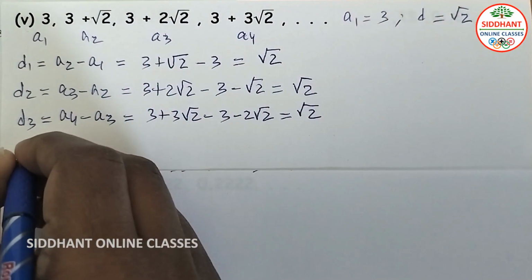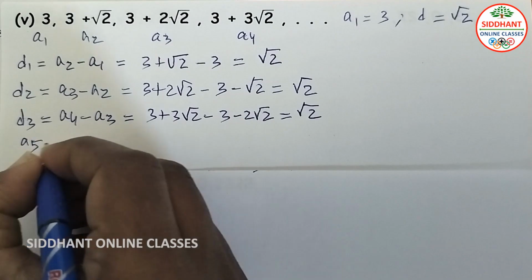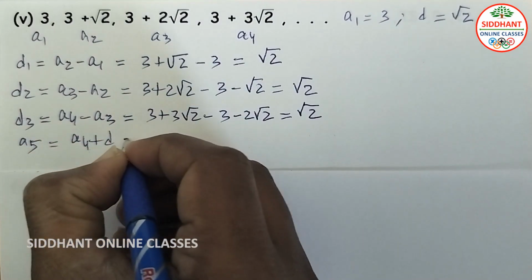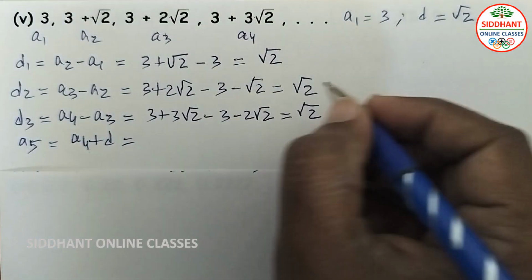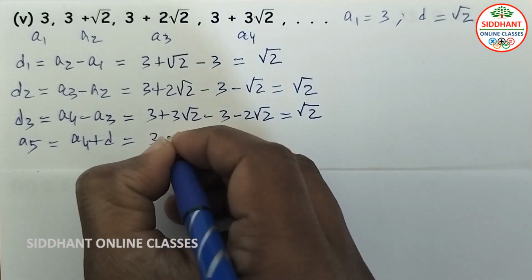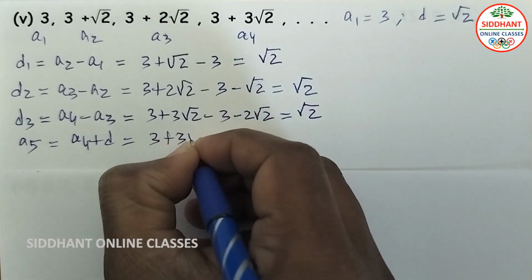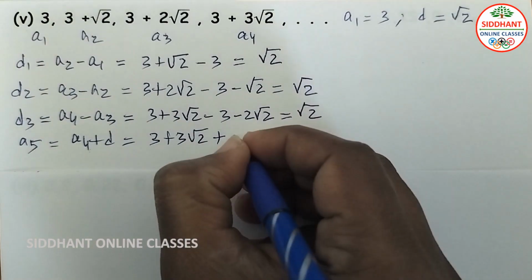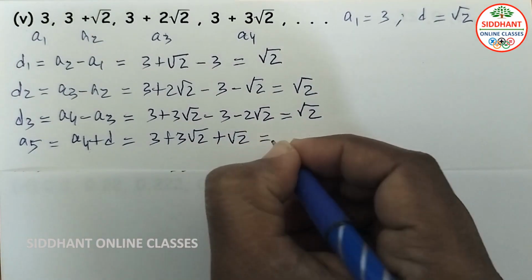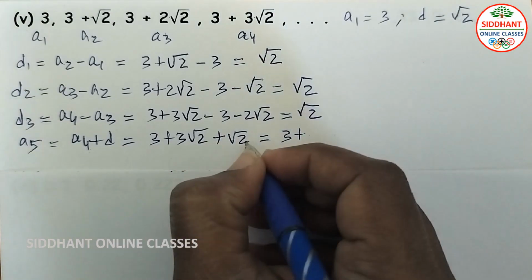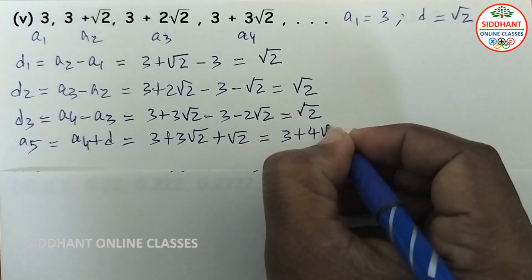Now we are going to find out the next 3 terms, which is A5, that is equal to A4 plus D here. So A4 is how much, which is 3 plus 3 root 2, plus root 2 here. So that is equal to 3 plus 3 root 2 plus root 2, which is 3 plus 4 root 2 here.